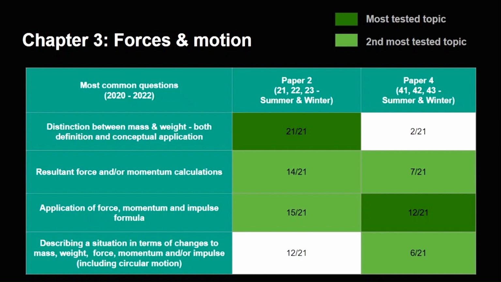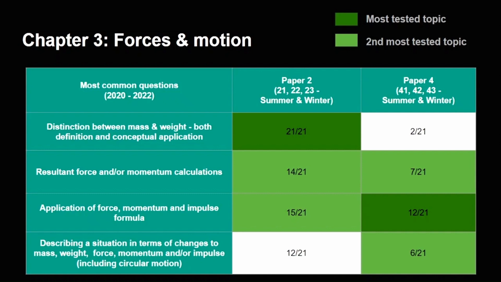So that's 2-1, 2-2, 2-3, and 4-1, 4-2, 4-3. And I've also looked at the summer version, which is May, June, the winter version, which is October, November, as well as the Feb, March version, so that we have the full breadth of papers to be able to provide us with rich data on what concepts are tested.